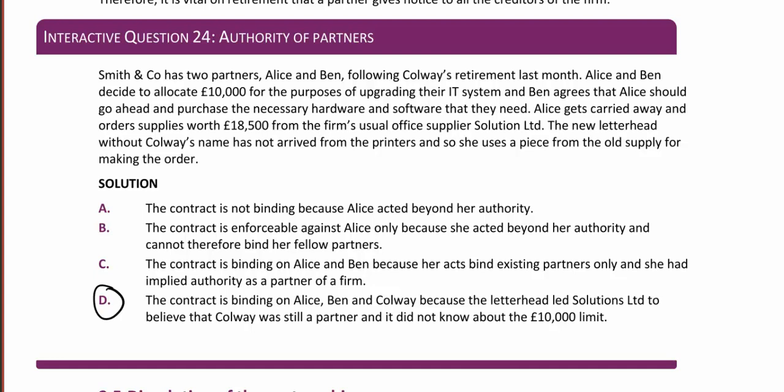Okay, so hopefully you came up with the answer D. Key points in there were that although Colway has retired, they used the letterhead with his name on it, so they've held him out as if he were a partner in the business, so the third party can assume that he was still liable under this contract. Also, although Alice exceeded her authority, she was only able to spend 10,000 and she spent 18.5, the third party didn't know of that restriction and knew that she was a partner in the business. So therefore, D would be the answer.